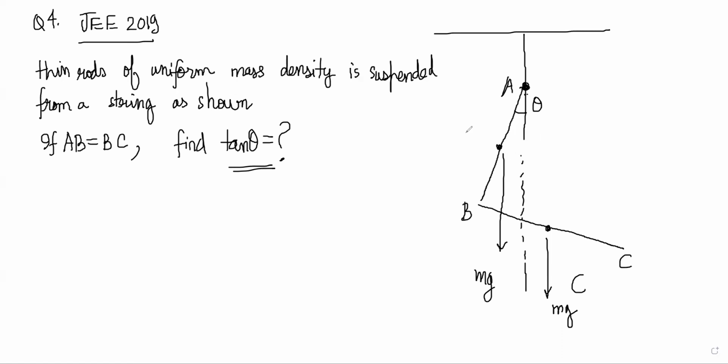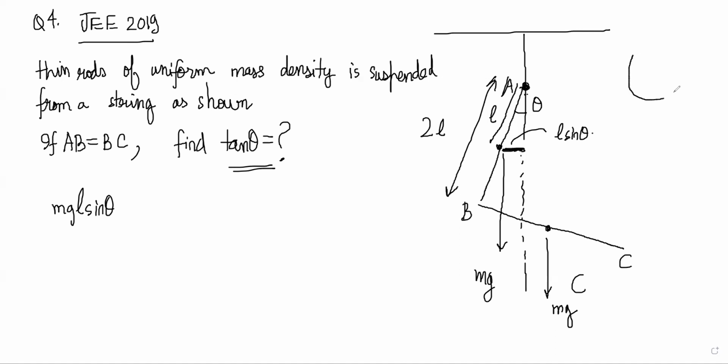So in order to calculate the torque, let's take this whole length as 2L. So this much length is L, right? So torque about A due to this mg force would be basically due to this perpendicular distance. This perpendicular distance is actually L sine theta. So torque about A due to force mg would be mg L sine theta, and this is an anti-clockwise torque. So the direction of the torque is plus k cap.